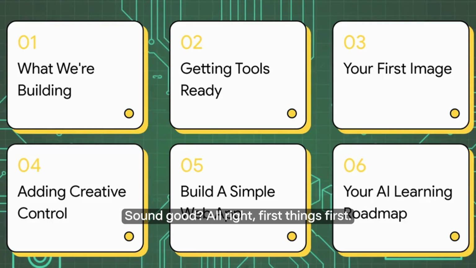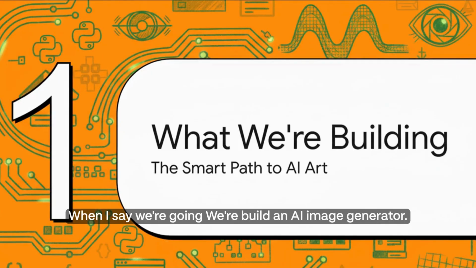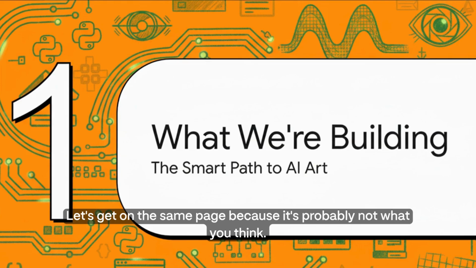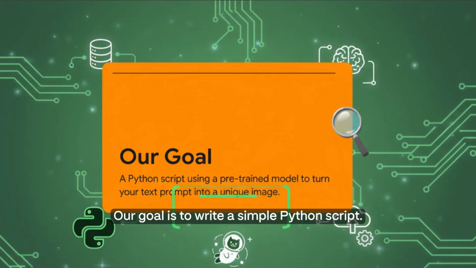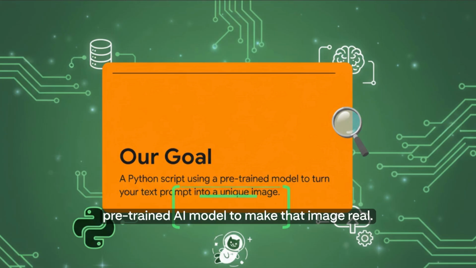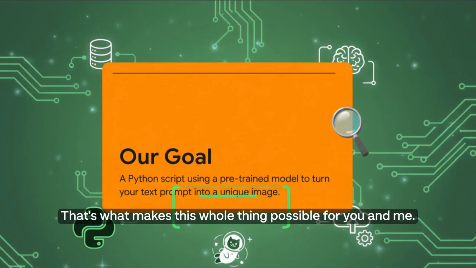Sound good? All right, first things first, when I say we're going to build an AI image generator, what does that actually mean? Let's get on the same page because it's probably not what you think. So here's the deal. Our goal is to write a simple Python script. You give it some text, like a photorealistic cat flying in space, and it uses a giant, super powerful pre-trained AI model to make that image real. And that word right there, pre-trained, that's the secret sauce. That's what makes this whole thing possible for you and me.